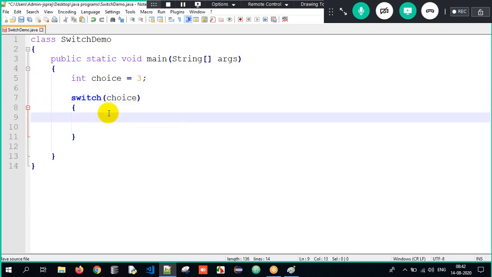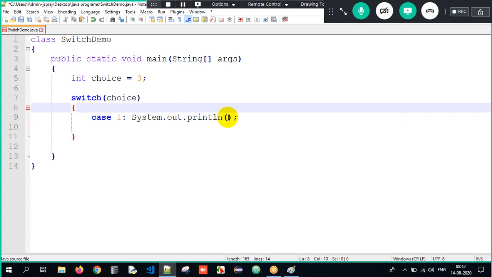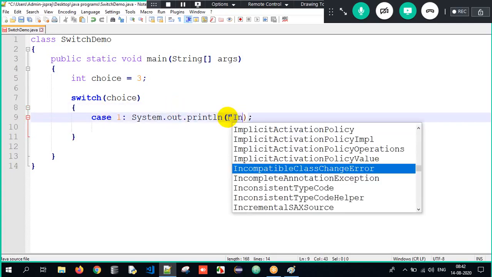Then how will I compare here? With the help of cases. Case 1, I have to write System.out.println. So I call it SOP. SOP means System.out.println, and I just give the output as "in case 1".